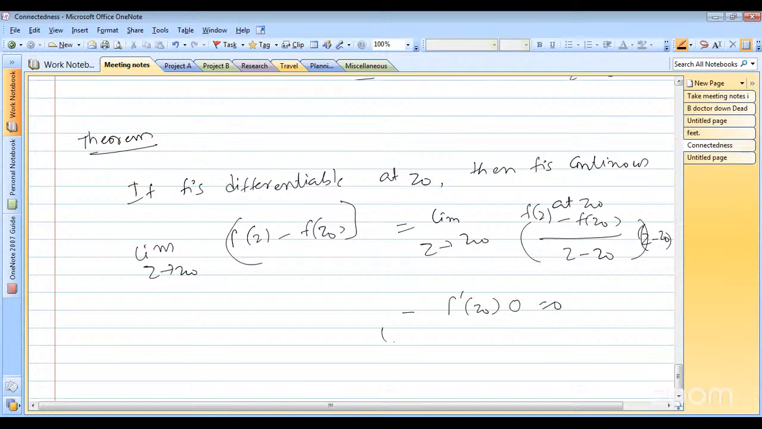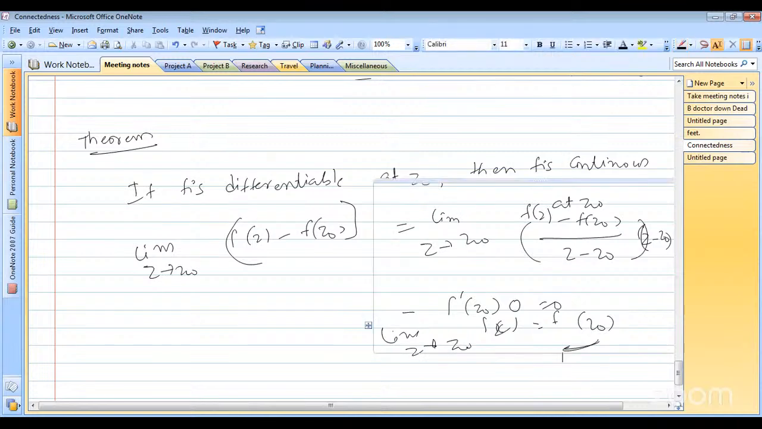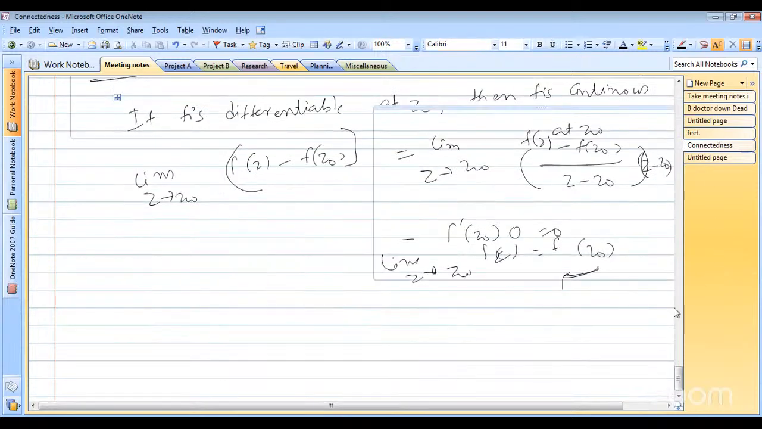So the limit as z tends to z naught of f of z is equal to f of z naught. This is the most fundamental one. Therefore f is continuous at z naught. This is very important in our problems. Now we take one problem, the fourth problem.